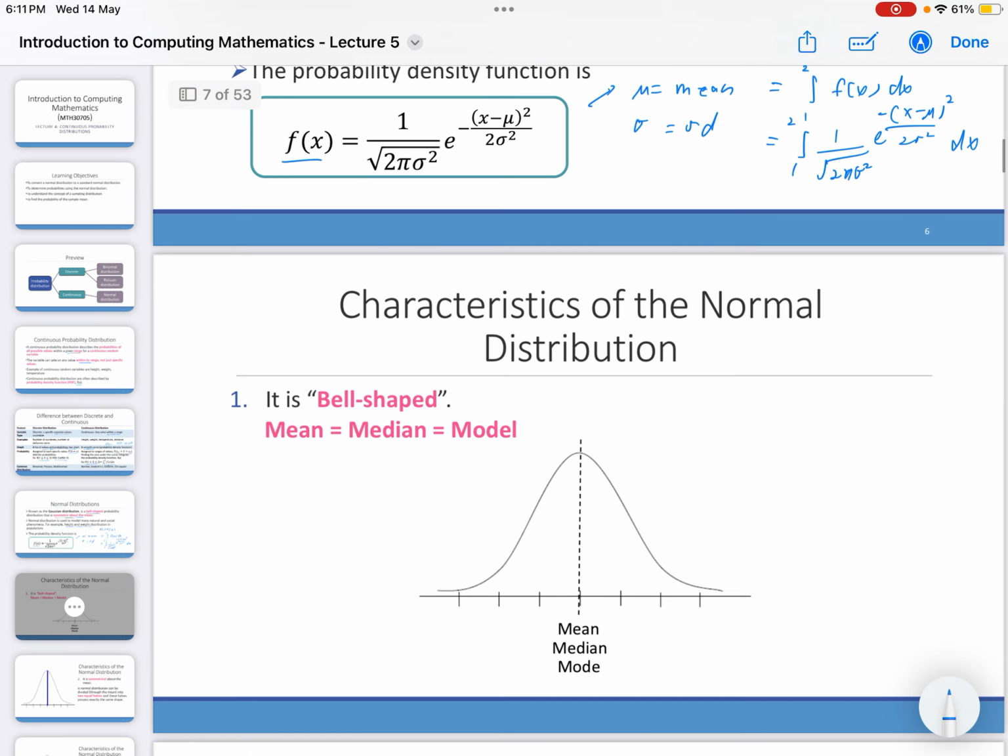Okay, so let's look at characteristics of the normal distribution. First, it is bell shaped. So we have this bell shape, bell curve here. What does it mean by bell shape? The mean, the median, and the mode are equal. So over here, the middle will be the mean, the median, and the mode.